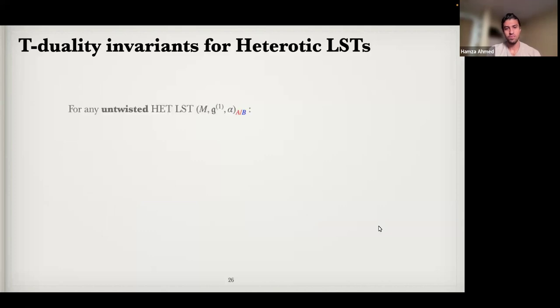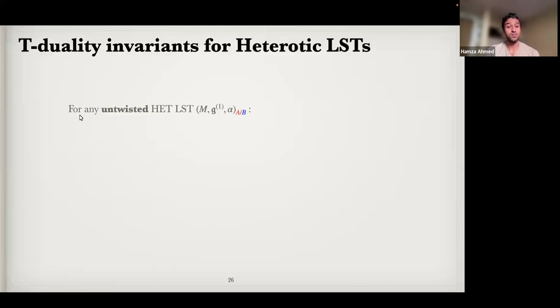Now in particular, let me summarize how we try to match the invariants. Even before I go to geometry, I'll just show you the strategy we use to match the invariants on any candidate T-dual theories.